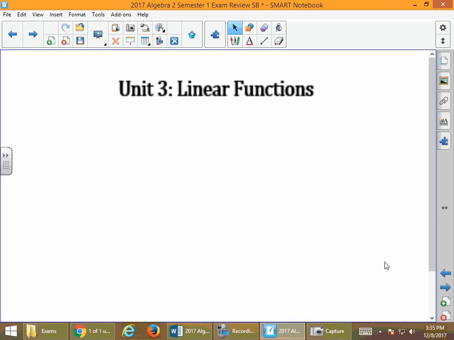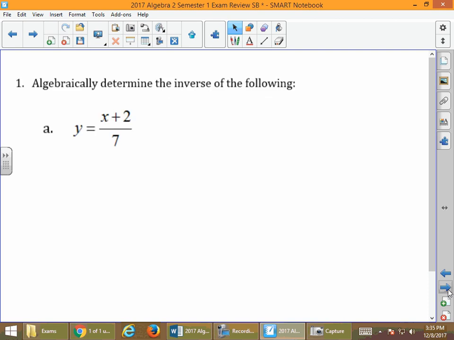Today we're looking at Unit 3, Linear Functions on the Algebra 2 Semester Exam Review. And the first part of that unit is that we were finding the inverse of some functions. And remember that the inverse means that we need to switch the x and the y values. And then we need to solve for y.